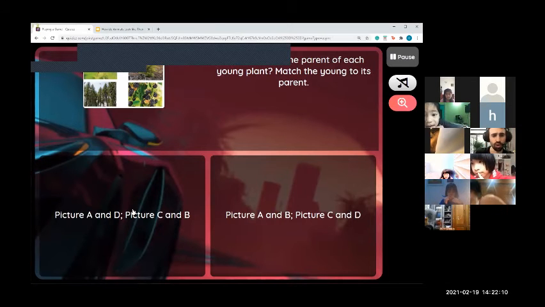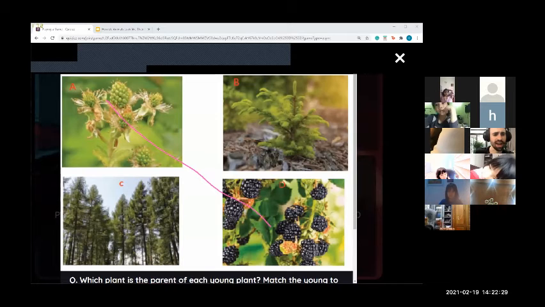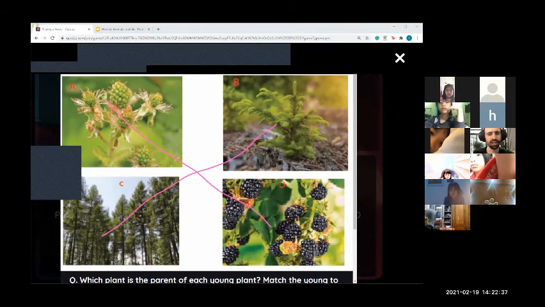So for the first one, let's try the first one. Let's try A and D and C and B. So A and D, and B and C. Is this correct? I'm going to unmute everyone. Is this correct? Is this correct? Yes or no? In 3, 2, 1, go.